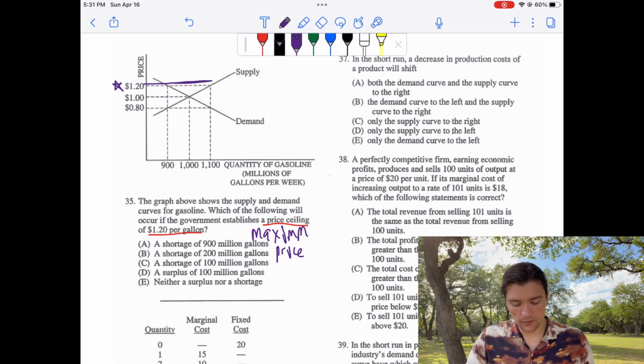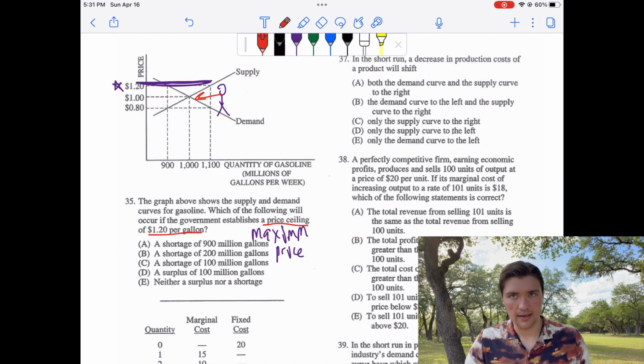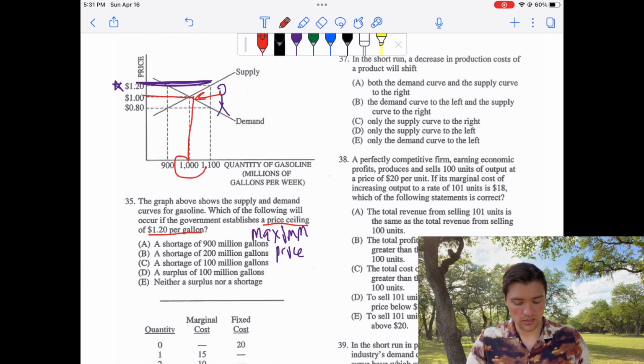So if we put a price ceiling here, okay, that's the ceiling. Can you see the equilibrium? Yes. Can you charge the equilibrium? Yes. If you can see it, you can charge it. Okay, so since the ceiling is there, we can see the equilibrium. We will charge the equilibrium. So this is your quantity. You will have neither a surplus or a shortage.